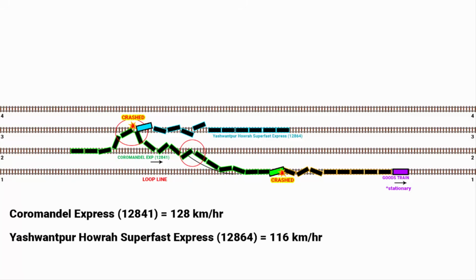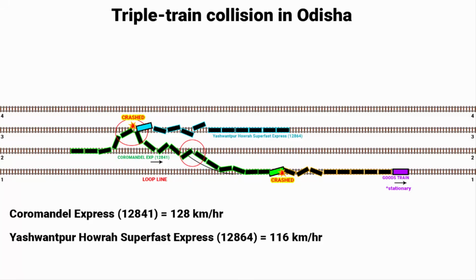Now both the passenger trains were moving at a speed of 128 km per hour and 116 km per hour respectively. Now to summarize this incident, only one train, that is Coromandel Express, was directly involved in the accident. The other two trains, the goods train and the Yashwantpur-Howrah Superfast Express, were not active participants but rather became collateral damage in the incident. This triple train collision in Odisha was India's worst rail disaster in 28 years.